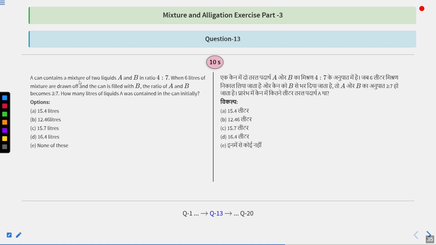A can contains a mixture of two liquids A and B in ratio 4:7. When 6 liters of mixture are drawn off and the can is filled with B, the ratio of A and B becomes 3:7. How many liters of liquid A was contained in the can initially? You have 5 options and 10 seconds to analyze the question. Your time starts now.